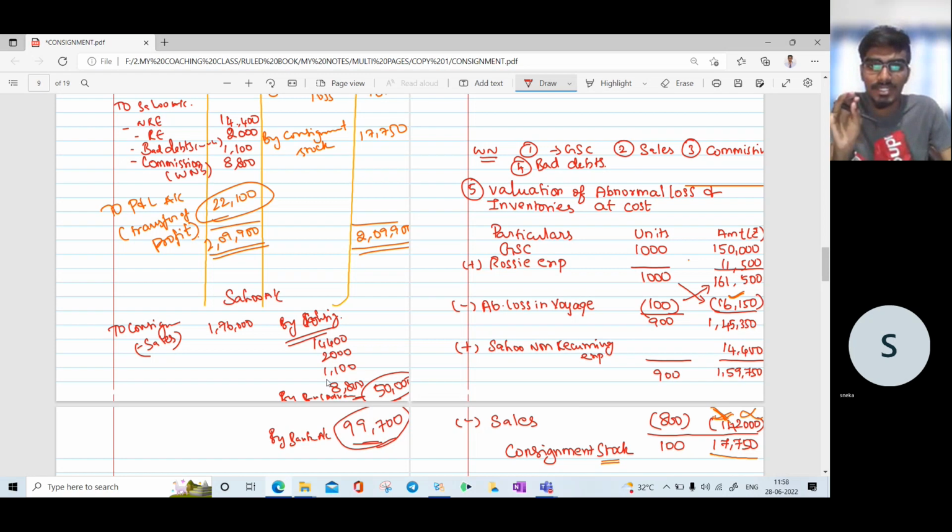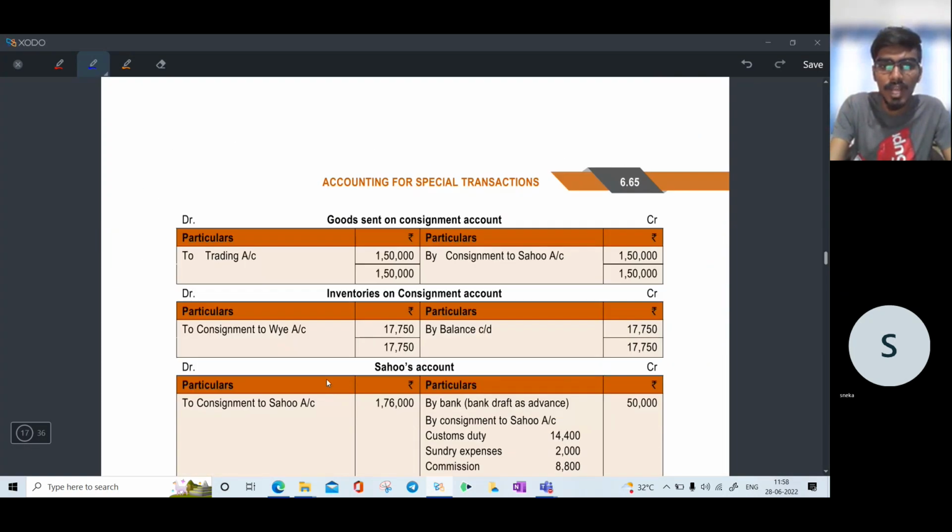GSE is very simple. Inventories is very simple. I think they are not preparing abnormal loss, but if you want, you can prepare it. There's no issue regarding it. In that also you can prepare one account called abnormal loss account. Open an abnormal loss account. Okay, abnormal loss, what do you do here? To consignment.